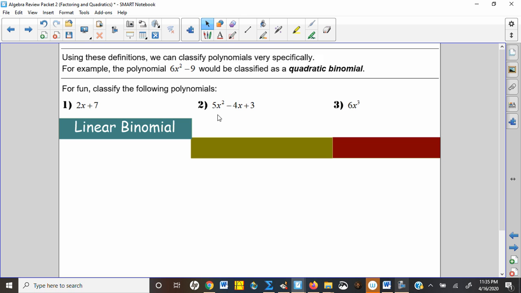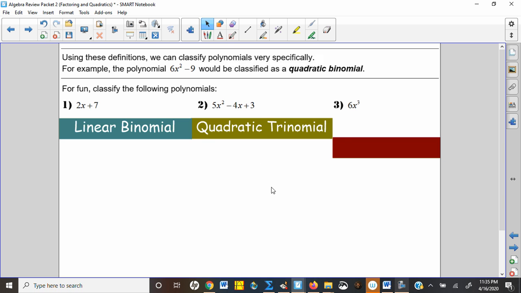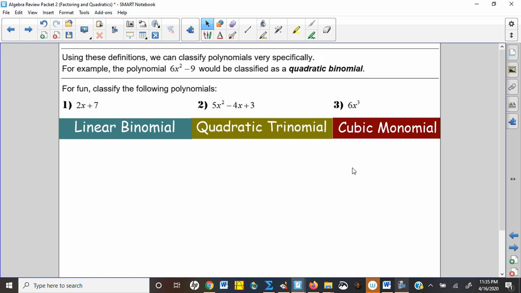This guy right here has 3 terms, so that makes it a trinomial. Its top degree is 2, so it's a quadratic trinomial. And finally, this one right here is just a single term, so a monomial with a degree of 3, so a cubic monomial. And that's how you do it.